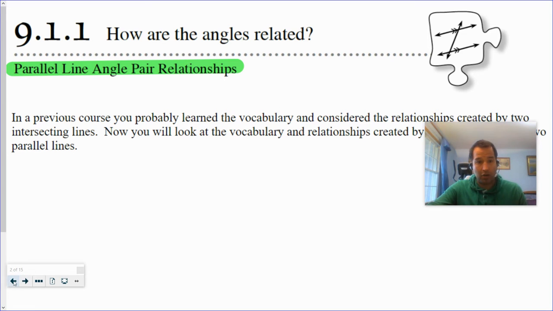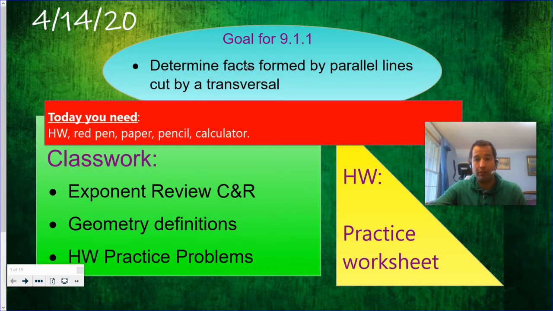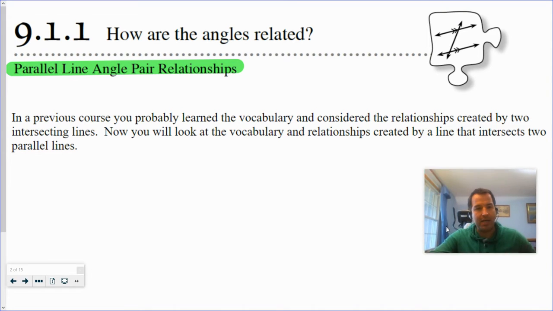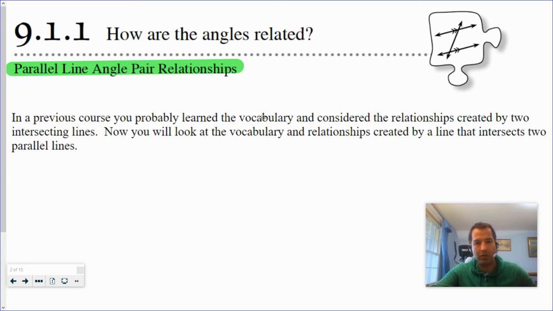So our goal today is to determine facts formed by parallel lines cut by a transversal. And you're like, what on earth is that? That's one of the things we're going to address. If you do have a calculator, it might be good for you to have a calculator today anyway, just to make sure we point that out. Okay. All right. In the previous course, you probably learned the vocabulary and considered the relationship created by two intersecting lines. So it means you've done it before. Let's see if you remember. Now you will look at the vocabulary and relationships created by a line that intersects two parallel lines.